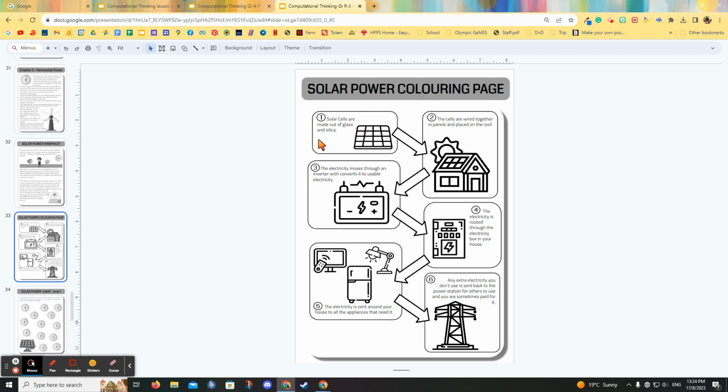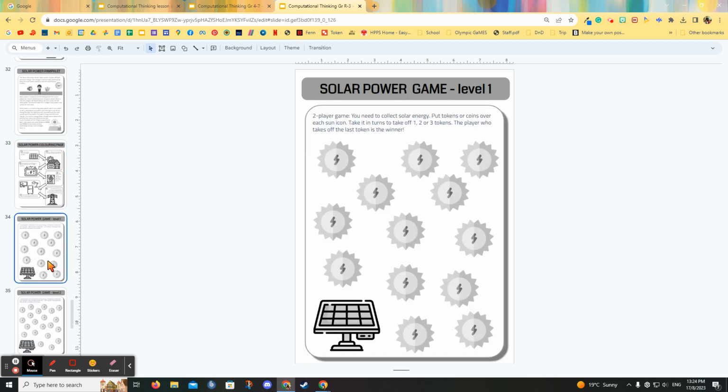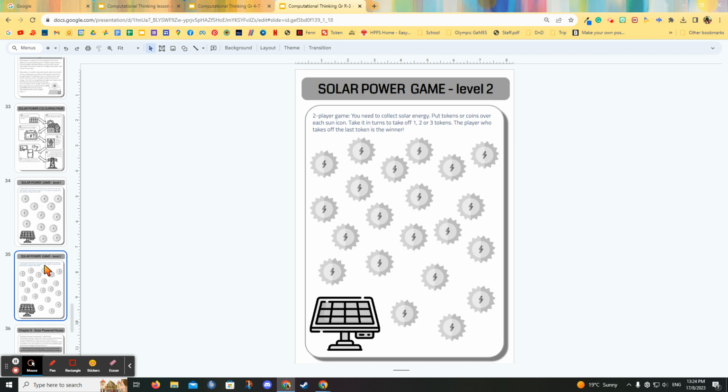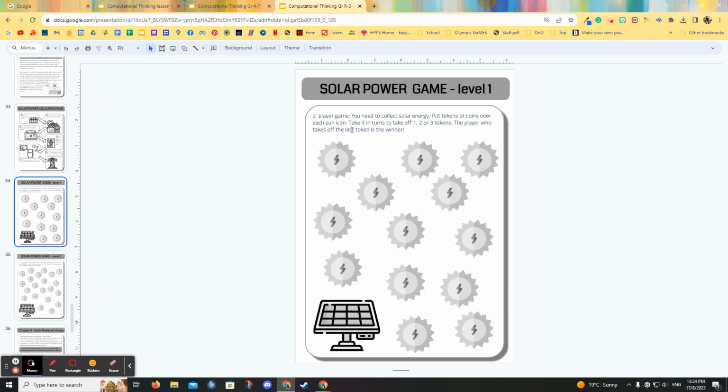So over here, this is just a coloring in page for learners, showing them the basics of how solar power works, and how it can power things in our houses. Then there's two games that they can play. So there's obviously a level 1 easier game, and there's a level 2 slightly more difficult game.